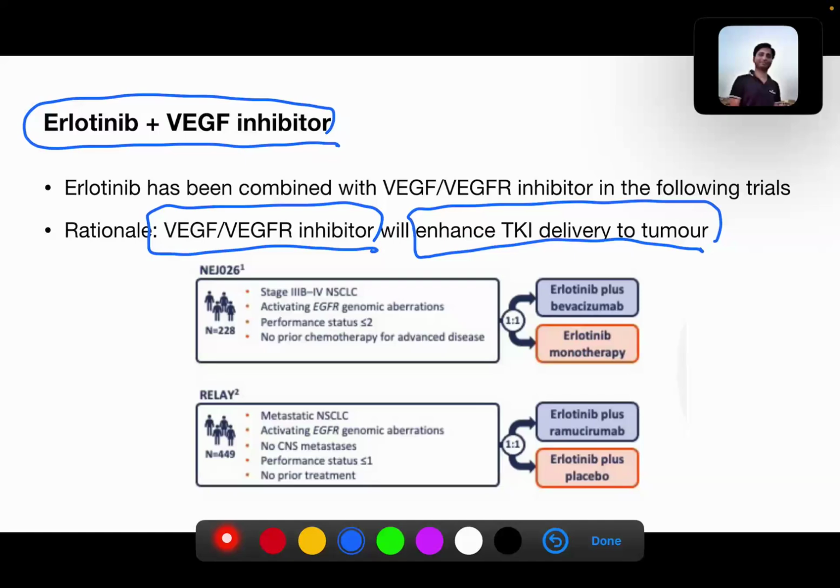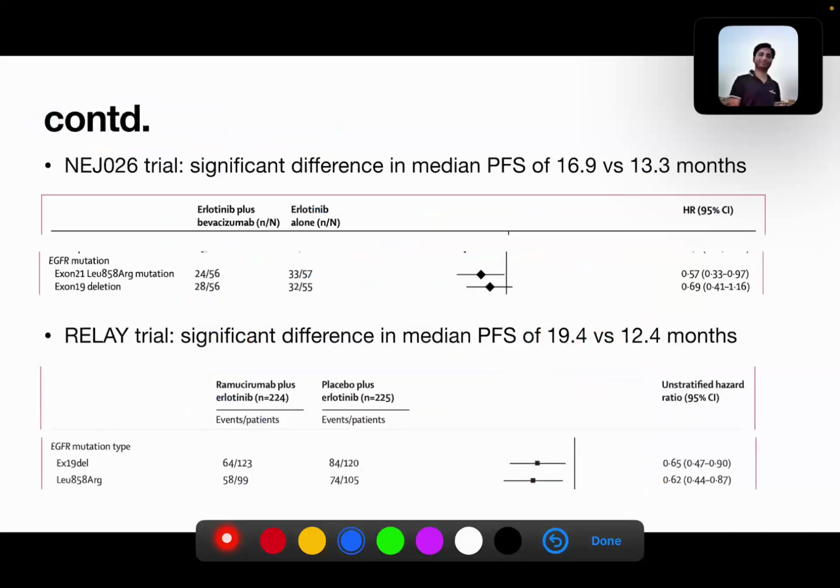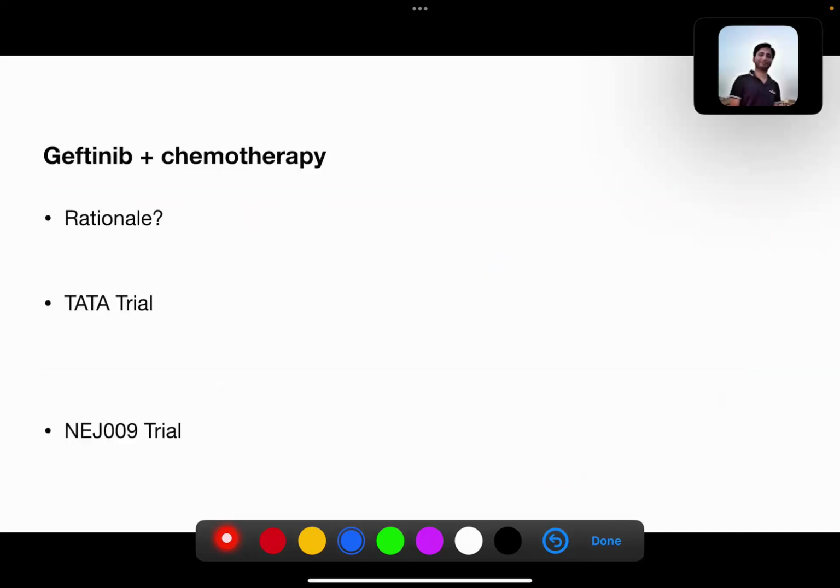So we had two trials, the NEJ026 trial and the RELAY trial. NEJ026 looked at erlotinib plus bevacizumab, and RELAY trial looked at erlotinib plus ramucirumab. And as you can see here, in both these trials, the L858R mutated patients benefited as well. Unlike with osimertinib alone, erlotinib plus VEGF or VEGFR inhibitor benefited both groups, that is L858R and exon 19 deletion as well. So that is the first combination therapy, EGFR plus VEGF inhibitor.